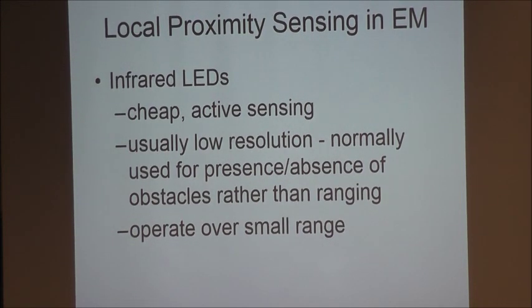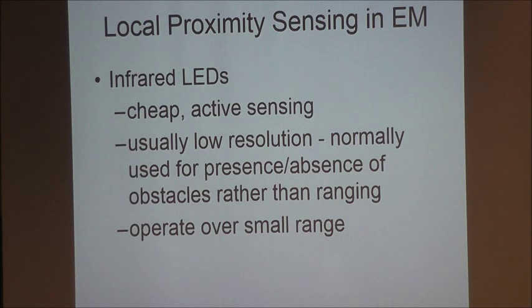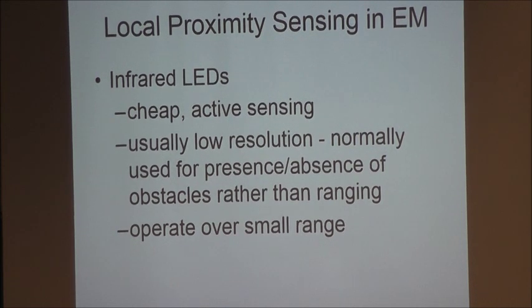Local proximity sensors in EM: a big group of that is infrared LEDs, light emitting devices. They are cheap, they're active sensing, they usually have low resolution, and they're normally used for presence or absence of an obstacle rather than ranging. So if you just want to know whether something is there or not, you can use a cheaper version of these sensing devices for what we call proximity. And they can also operate over a small range, not too far away.